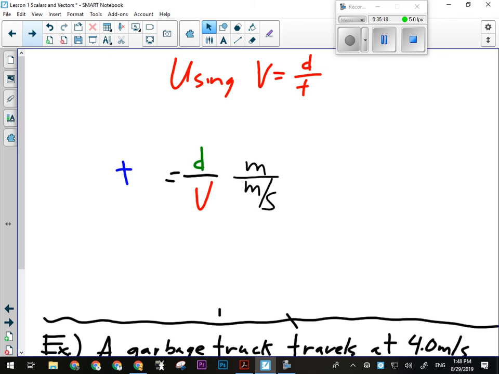All right, we'll leave it at that because the bell's going to go in 3 minutes. So tomorrow we'll be working on a lot of v equals d over t problem solving.